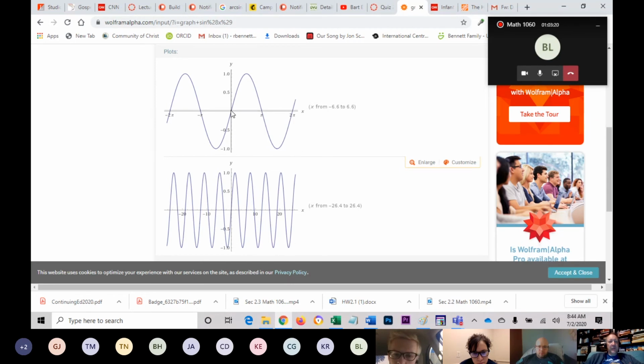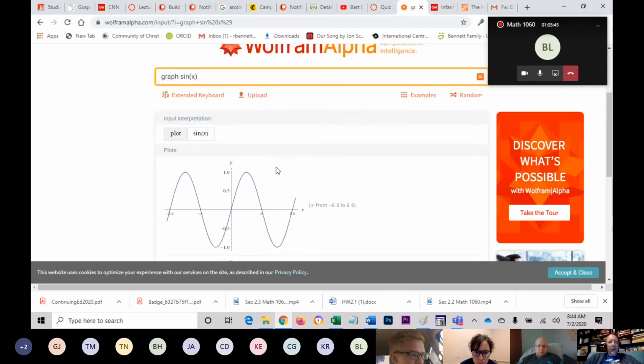And so this is one revolution, and you can see that this is symmetric about the origin. So this first peak, if you go on the left side of the y-axis, is down here, and this peak is symmetric with this peak here. And that would be an example of an odd function.